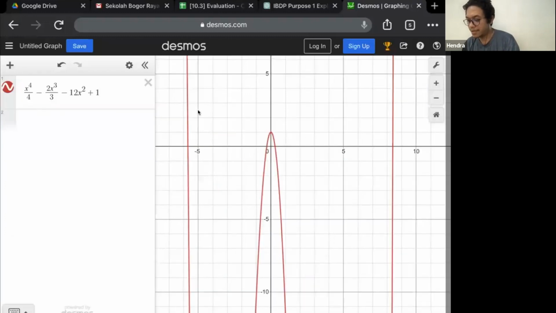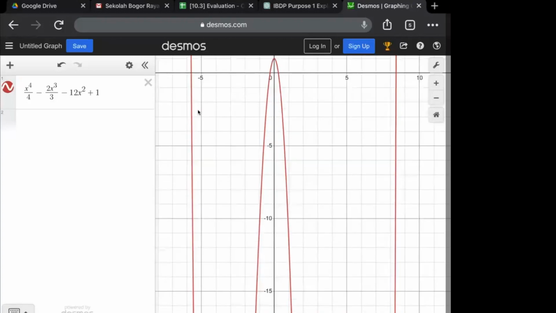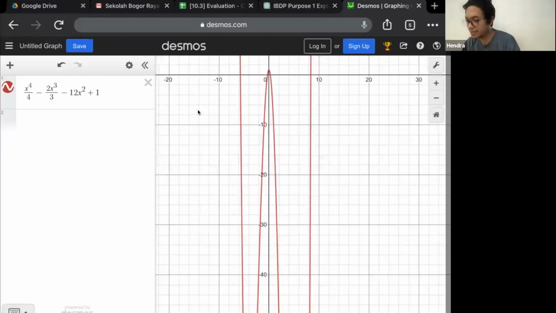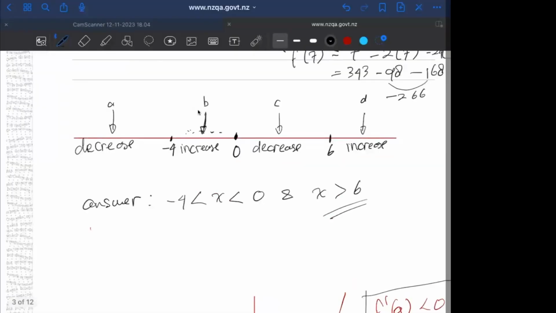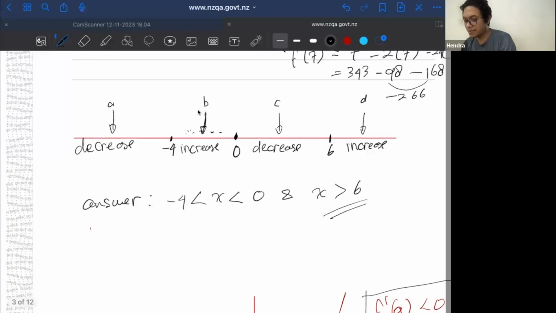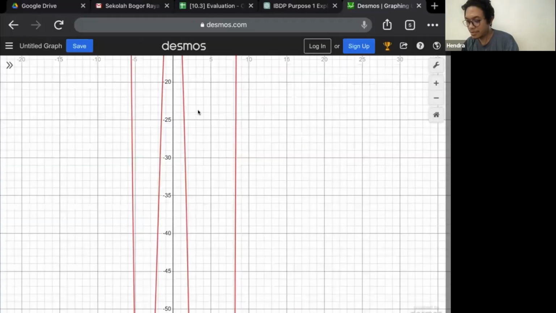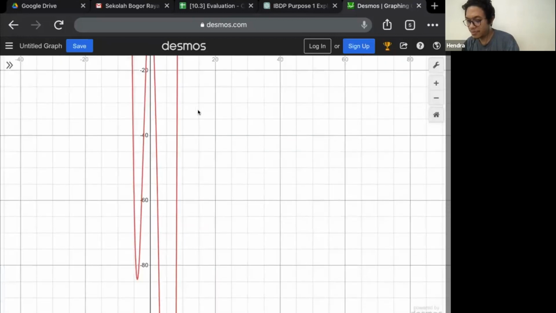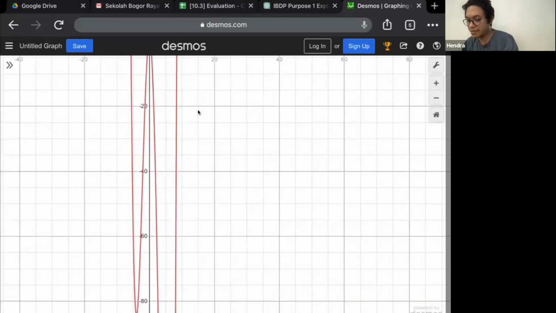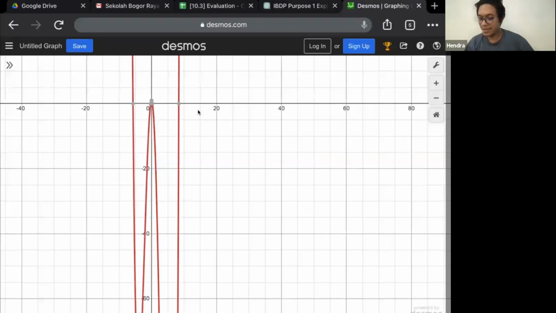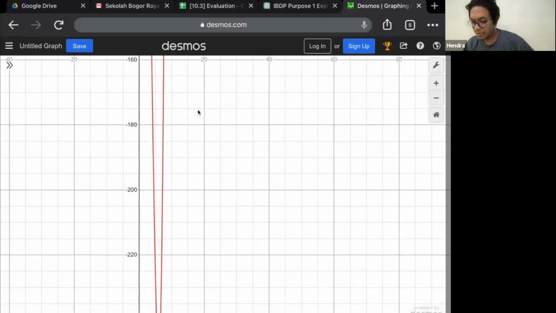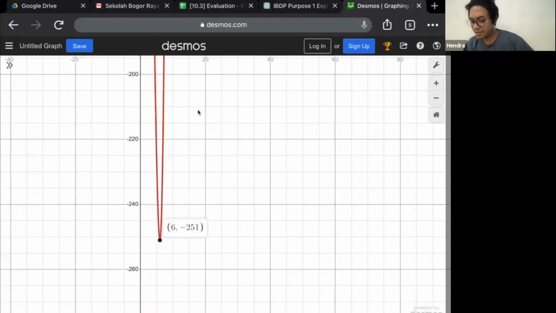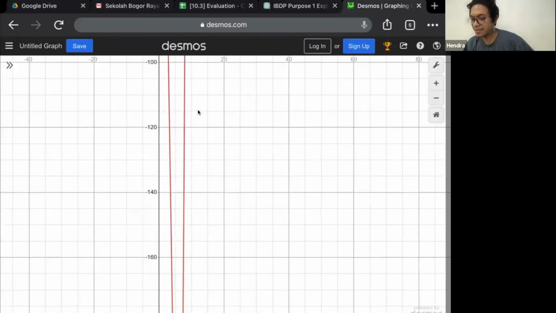Okay, our answer is from -4 to 0, it's increasing. If you look closely, this should be -4. Yes, -4. From -4 to 0, it's increasing. And also this should be 6. From 6 and above, it's increasing.